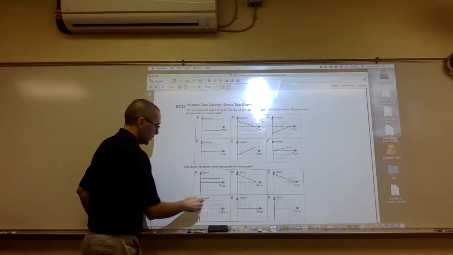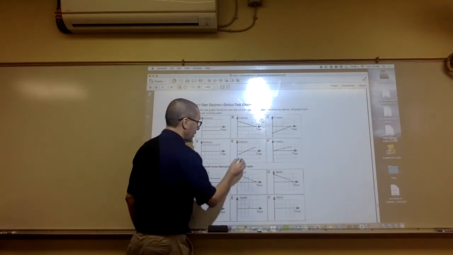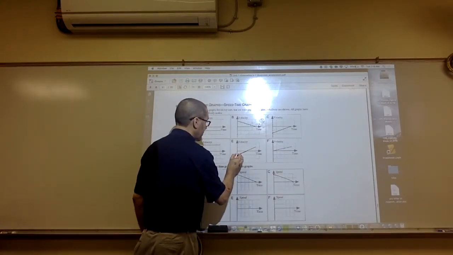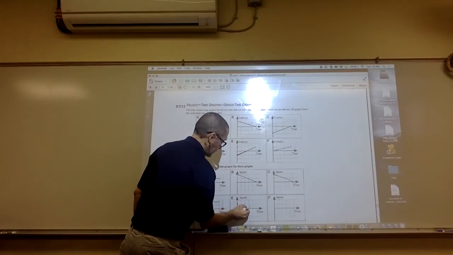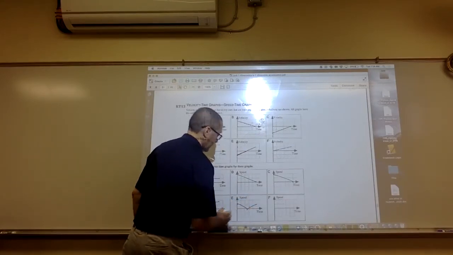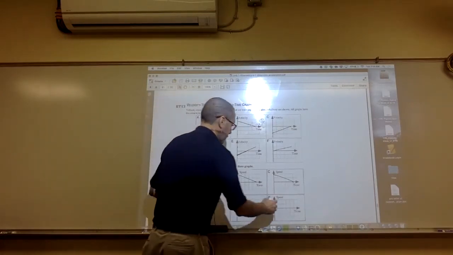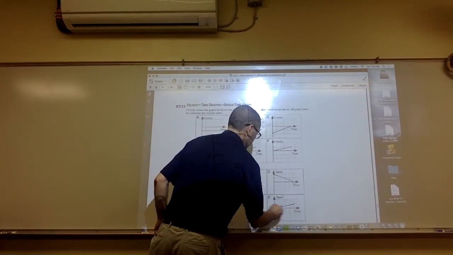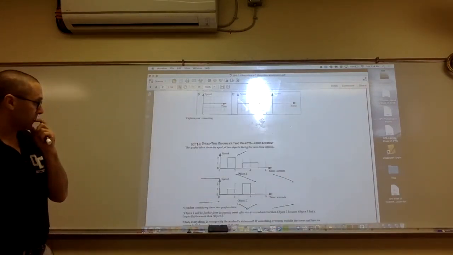This one, no change, because that's already positive, right? This one here, you have to take the absolute value of this piece, which means this comes up here, right, like that, go here, and you go here. It's like a V. This one here, no change. Because speed is a scalar quantity.